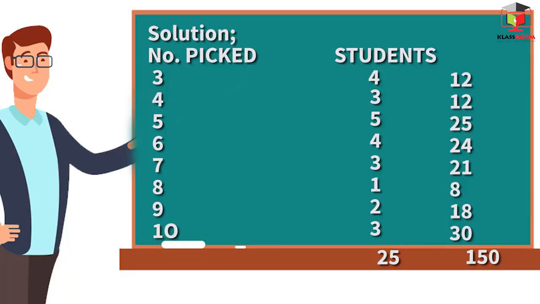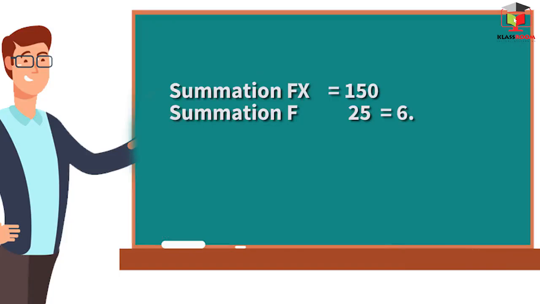The result is as follows. First, we have 12. That is 4 times 3, 12. 3 times 4, 12. 5 times 5, 25. 6 times 4, 24. 7 times 3, 21. 8 times 1, 8. 9 times 2, 18. 10 times 3, 30. Total, 150. Number of students, 25. To calculate the mean, we use this formula, summation fx over summation f. That gives us 150 over 25, which is 6.